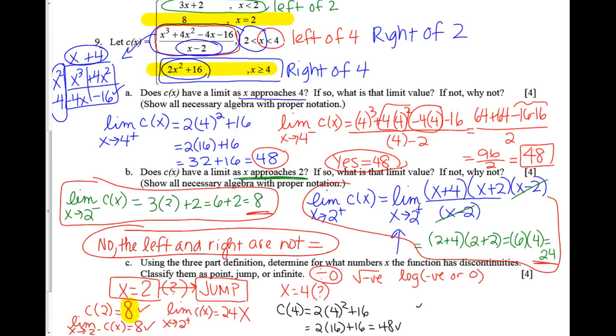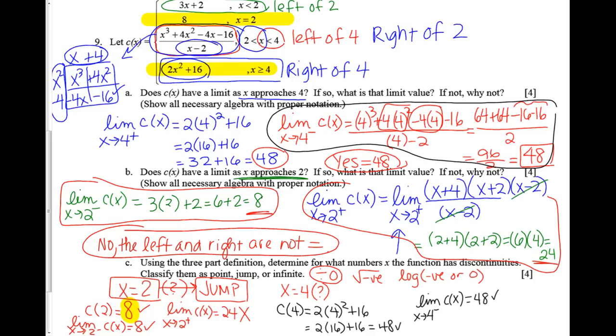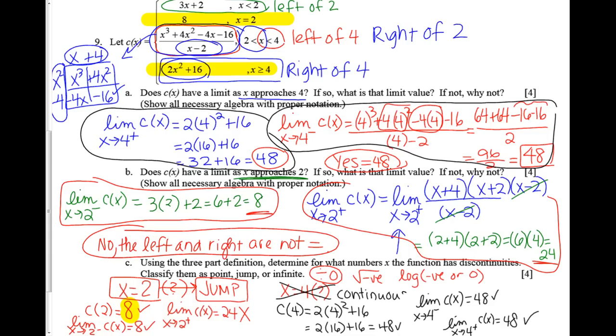Then I've got to check, does the limit as x approaches 4 from the left of c of x exist? And does it also equal 48? Well, I did that up here, and I know that that equals 48, so I'm good. Last part, does the limit as x approaches 4 from the right of c of x exist? And is it also 48? And I did that up here, so that was 48. So at x equals 4, it's continuous. So that's not going to be on my discontinuity list.